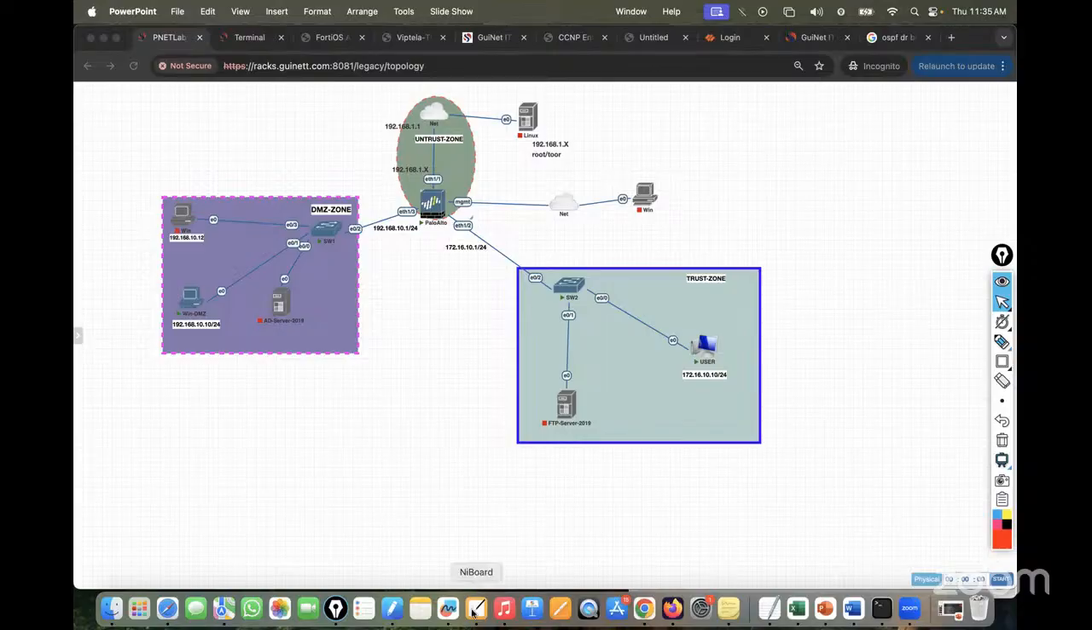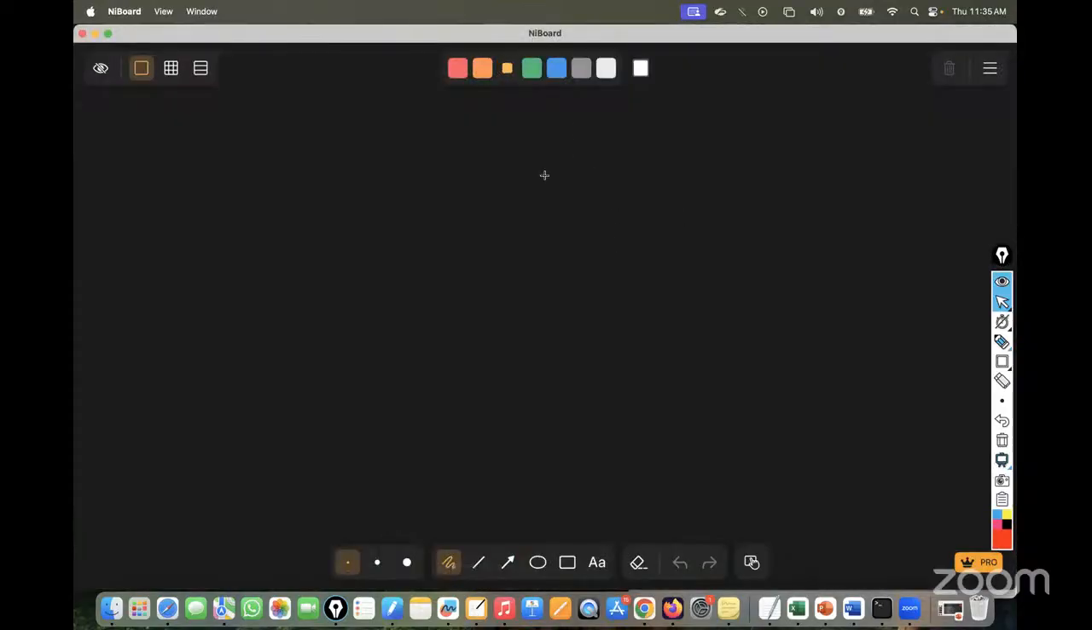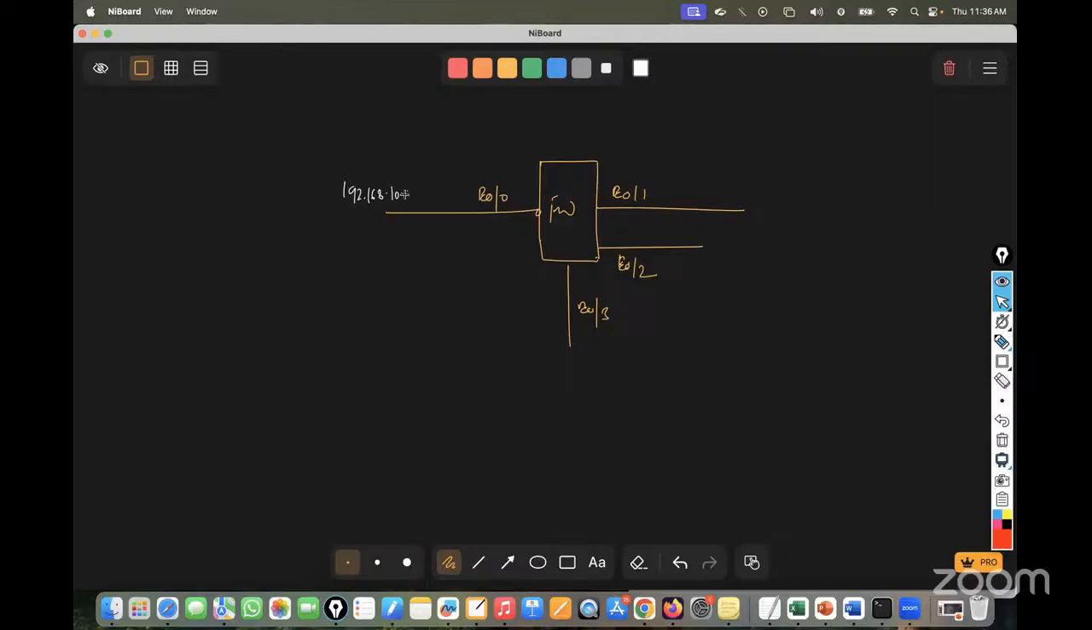We have the firewall, right? This is my firewall. This firewall can have multiple interfaces. This could be 0/0, this could be 0/1, and take an example, this could be my 0/2 as well. This is another interface, 0/3. This interface has the 192.168.10.0/24 subnet.